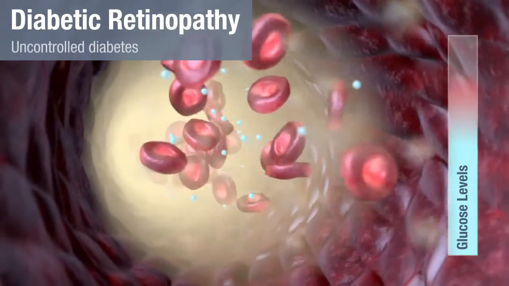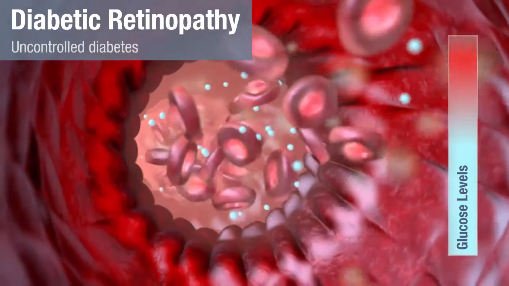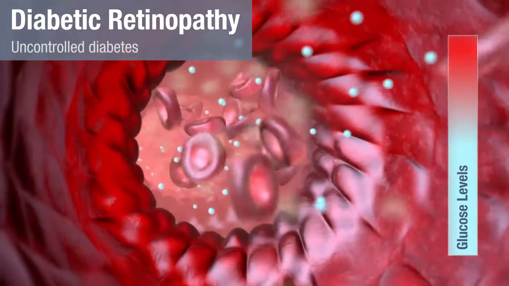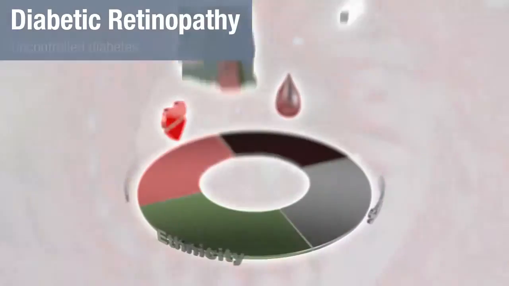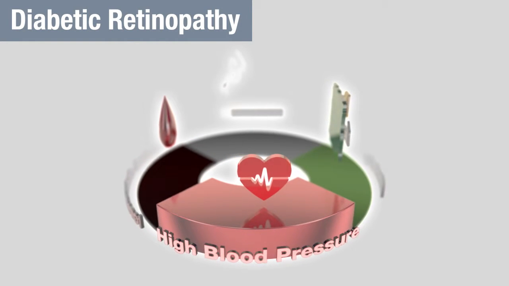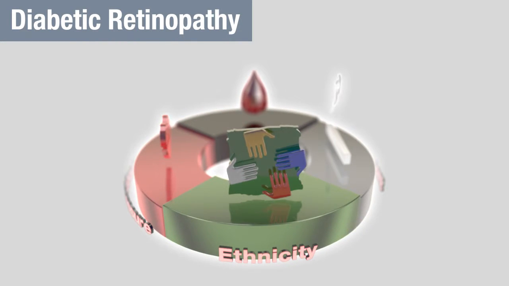During uncontrolled diabetes, retinal blood vessels become inflamed and damaged. Therefore, strict blood glucose management is very important for eye health in patients with diabetes. Other significant risk factors include high blood pressure or hypertension, elevated cholesterol, smoking, and ethnicity.